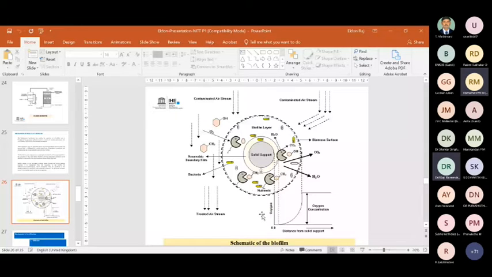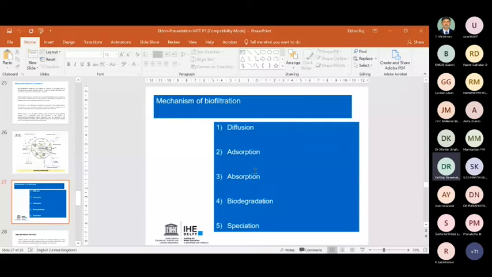For example, if you have a sulfur-containing compound like hydrogen sulfide, H2S, in the gas phase, once it comes into the liquid phase, it can speciate to form thiosulfate, it can form bisulfite, it can form elemental sulfur, it can form S2 minus, sulfide. So there are different species which can be formed, and it can then also be biodegraded. So speciation is another mechanism that also plays a role in the removal process.